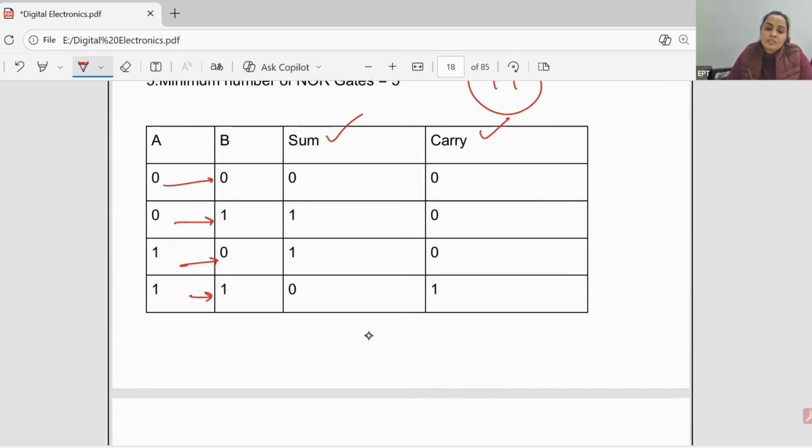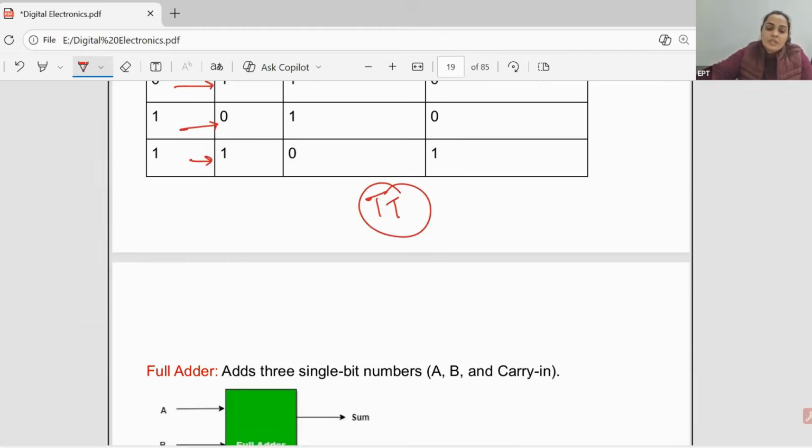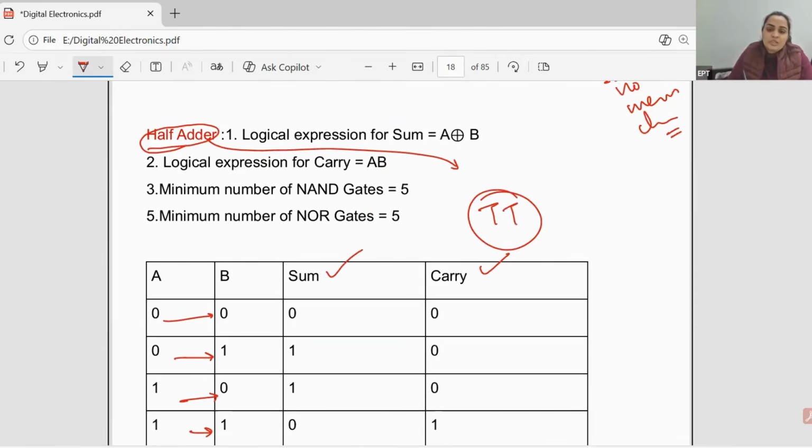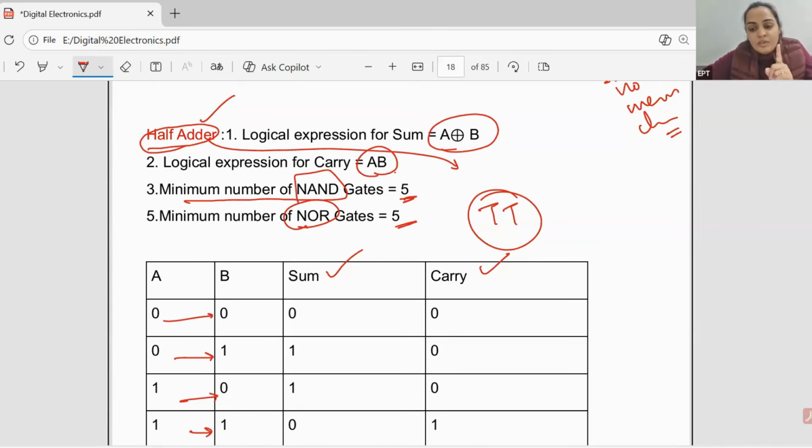And now from the given table you will get the Boolean expression, and the expression is going to be something like this: A XOR B for sum, AB for carry. Now you can implement it. If you are using only NAND gates to implement this adder, then you will need 5 NAND gates. If you are using only NOR gates, then you need 5 NOR gates to implement this half adder circuit. And one adder will always add two bits. It will perform the addition operation on single-bit input data only.